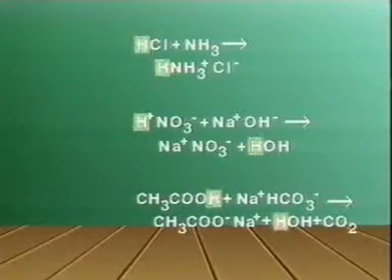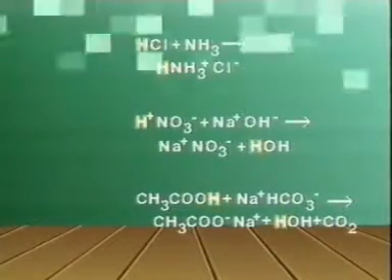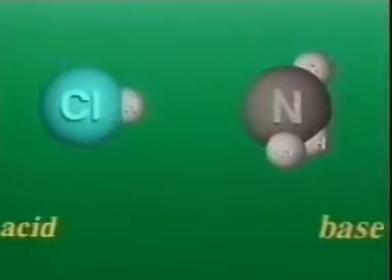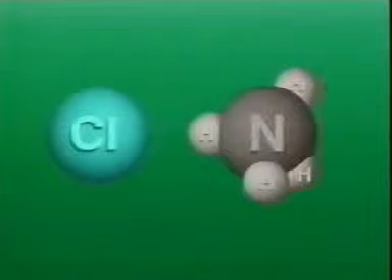Let's look at the reaction on a molecular level. Focus on a single molecule of hydrogen chloride and a molecule of ammonia. Here, hydrogen chloride acts as an acid, donating a proton. Ammonia acts as a base, accepting a proton. A proton is transferred.